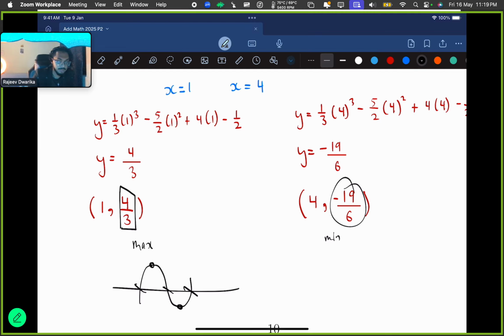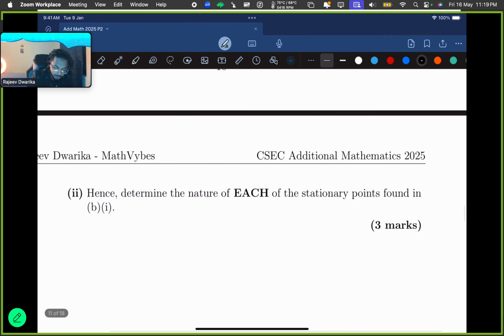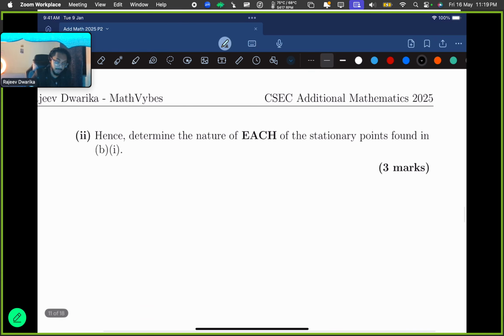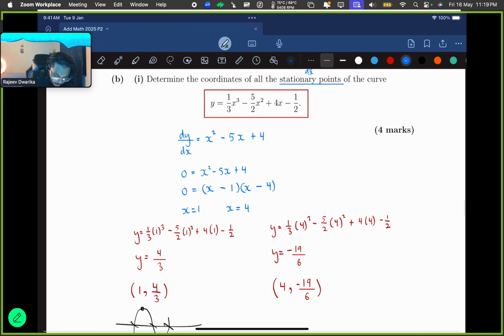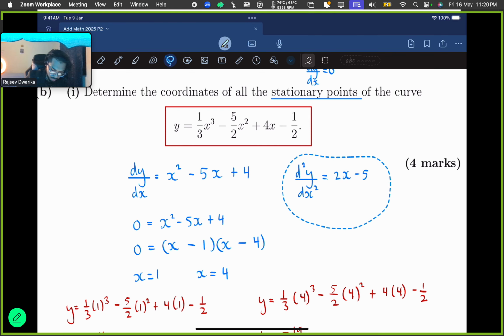Make sense? Right, so hence determine the nature of the stationary points. To find the nature mathematically, you find the second derivative. So we have to find d2y dx squared. We have dy dx is equal to x squared minus 5x plus 4. If you differentiate a second time, you get 2x minus 5.